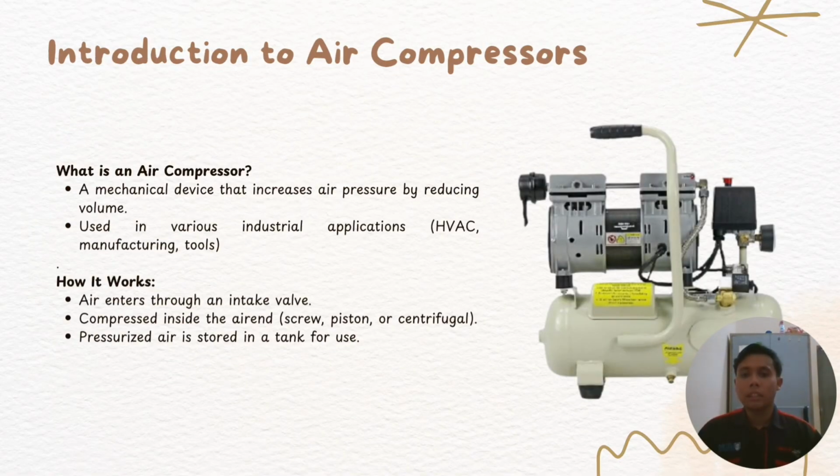Next, the introduction to air compressor. What is an air compressor? An air compressor is a mechanical device that increases air pressure by reducing volume. It is used in various industrial applications, HVAC and manufacturing tools. So how does an air compressor work? Air enters through an intake valve and is compressed inside by air line, screw, piston or centrifugal. Pressurized air is stored in a tank for use.